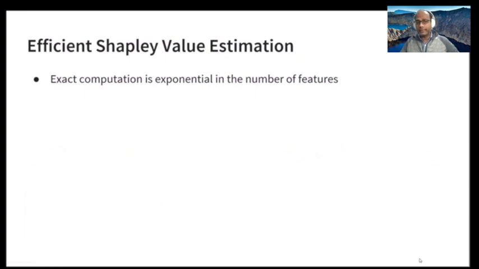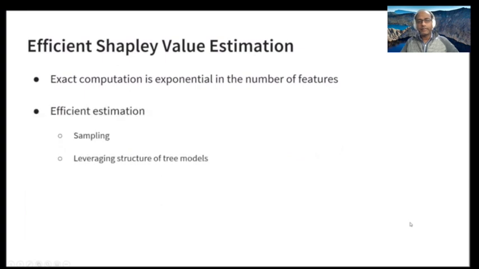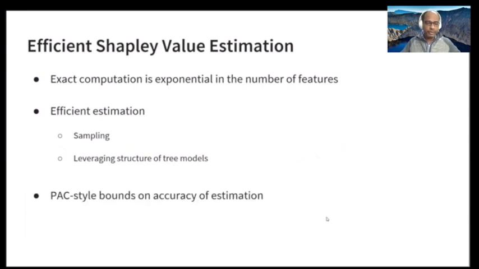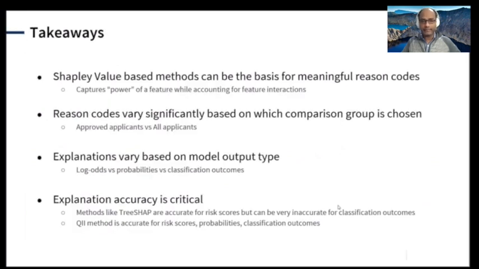Now, one of the key challenges here is that efficient Shapley value estimation is hard because the exact computation is exponential in the number of features. However, there are different methods that people have come up with, including some of our own work on efficient estimation through sampling and leveraging the structure of tree models, that can get performance down to milliseconds and even lower through distributed implementations. Another nice thing about our results is that they come with PAC-style bounds on accuracy of estimation. So you can have a high degree of confidence that the estimation is close to the true value. And in various empirical experiments that we have done with actual data sets for production models, as well as public data sets on which we have built our own models, there's very high empirical accuracy of the estimation method.